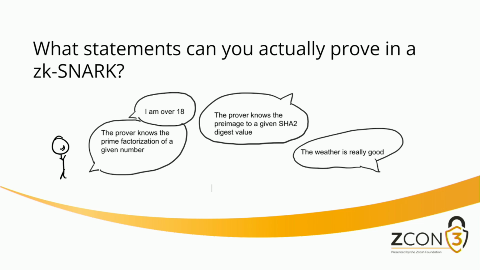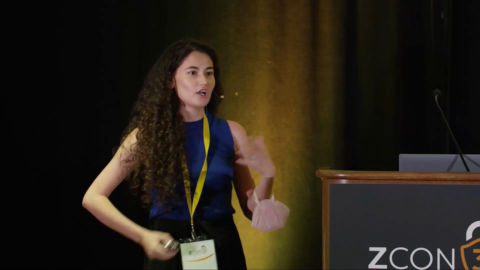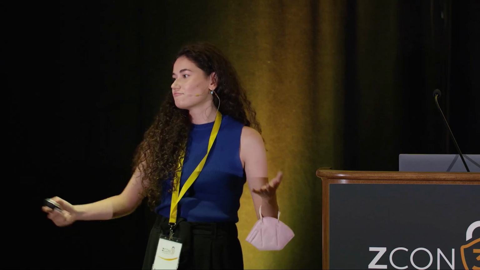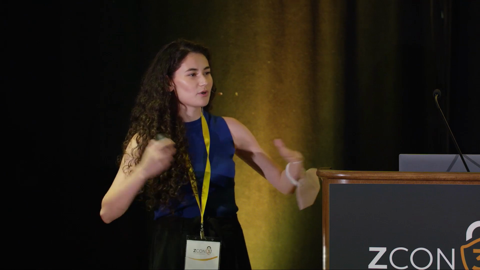So there could be a person who has all those ideas, for example, proving that they're over 18, which I have to do a lot, unfortunately. Then, for example, maybe the prover wants to prove that they know prime factorization of a given number. Or the prover would want to prove that they know the preimage to a given SHA digest value, or that they want to prove to somebody that the weather is really good in Las Vegas, but they don't want to, for some reason, take a photo of the weather or something like that. So can we put all of these statements into a ZK Snark or not? What do you think? Can we put all of them into a ZK Snark?